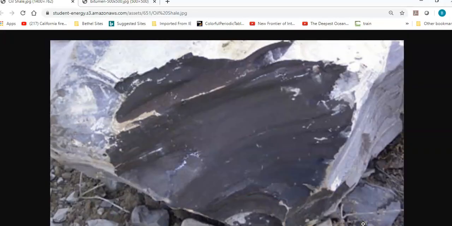Okay, so further, there are a couple of other associated resources with crude oil. Our country, it is thought, has 2 to 5 trillion barrels of sort of pre-crude oil trapped in what's called an oil shale.